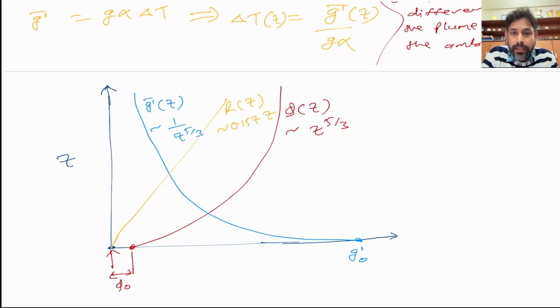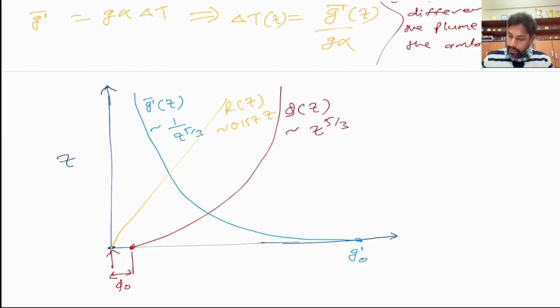Radius will increase linearly in Z, whereas volume flux increases with 5/3 power of Z, and G prime decreases with 5/3 power of Z. Okay, so this is how your plume properties or plume parameters vary with distance away from the source. Okay, and this is all happening because there is continuous mixing between the ambient and the plume.